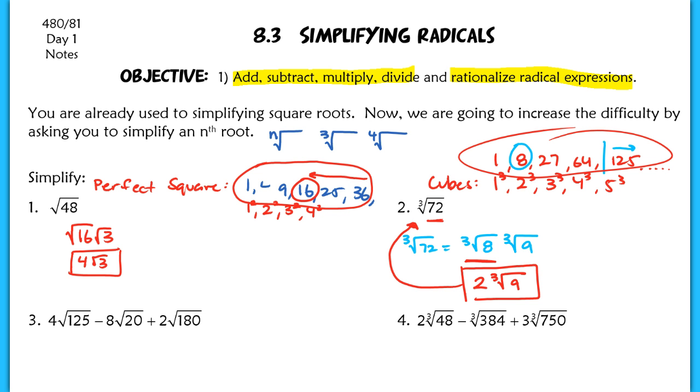Now some of you guys are going to try to revert back to what we've done with square roots. You're going to think to yourself, oh, 36 fits inside of 72.